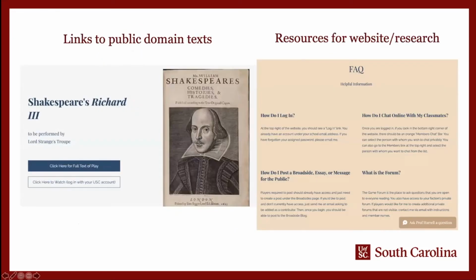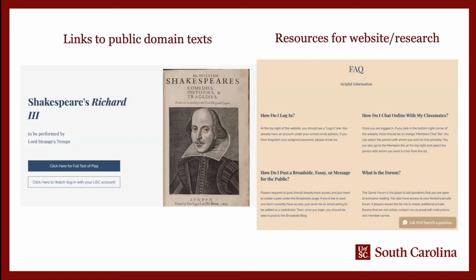Lastly, the website provided resources to students to perform their research. For this assignment, I chose Shakespeare's Richard III and Marlowe's Dr. Faustus as the texts that they would be debating and presenting. So I posted a public domain version of these plays for them to read. And whenever it was possible, I also posted links to performances.